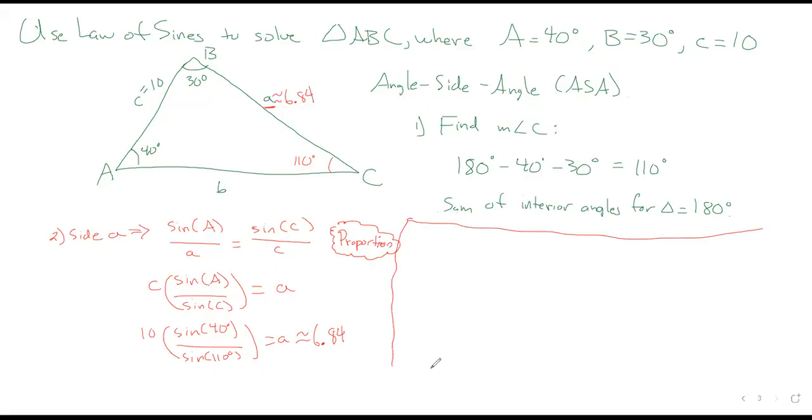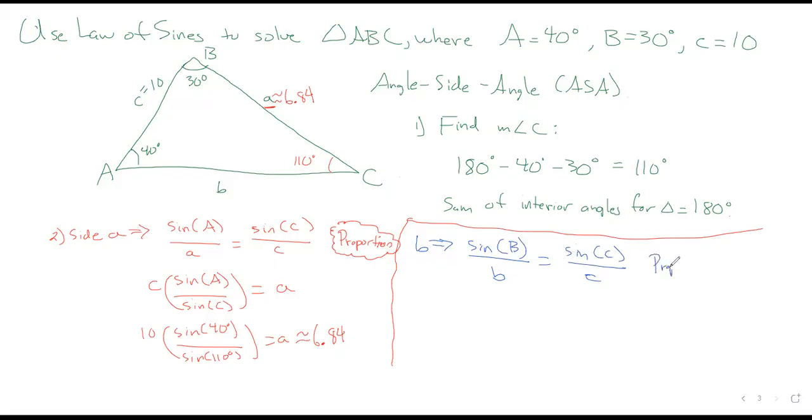Now, if I want to get side B, the last piece of information I need to get, I'm going to go ahead and set up sine of angle B over side B is equal to sine of angle C, again over side C. I don't want to use side A because I had to use a decimal approximation for A to report its answer, and those errors can compound if I try to continue using them. So I want to avoid doing that as much as I can.